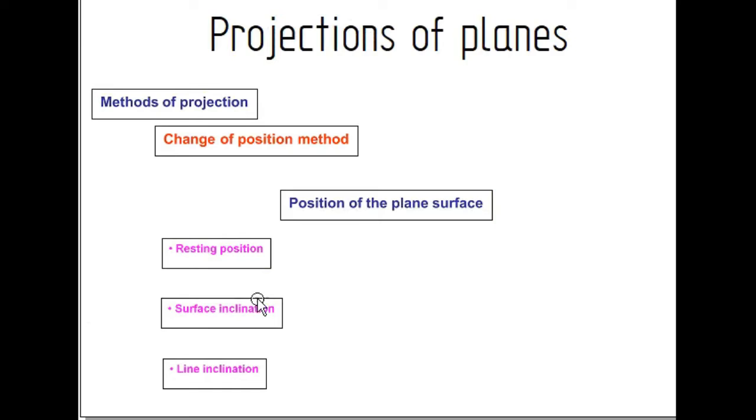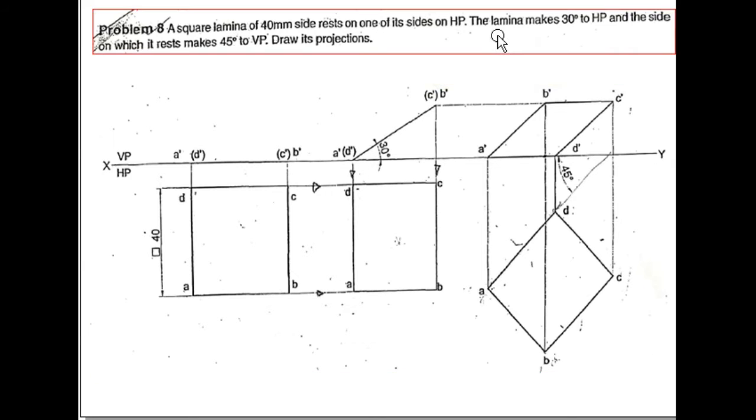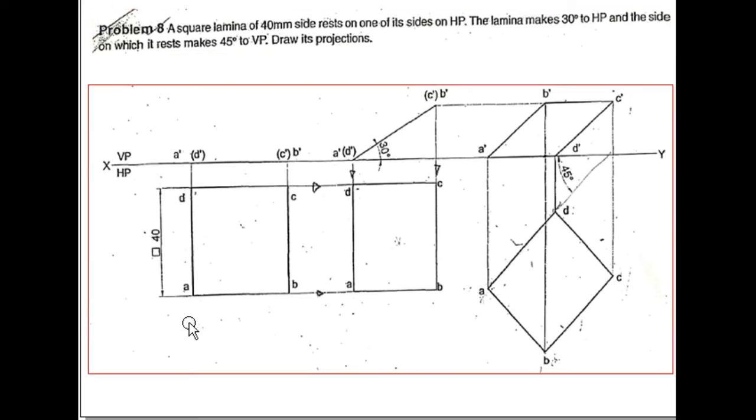So first is resting position, surface inclination and line inclination. Based upon this, we have to solve this problem. So first identify the surface inclination. See here, the lamina makes 30° to HP. Means the square lamina has been inclined with respect to HP plane. So initially we have to place the lamina on HP plane.